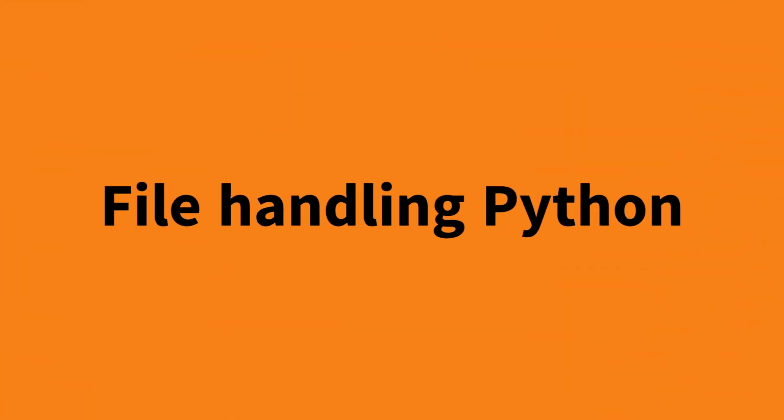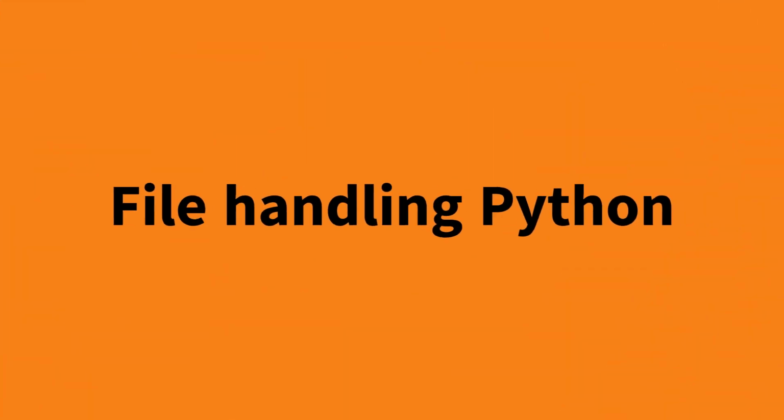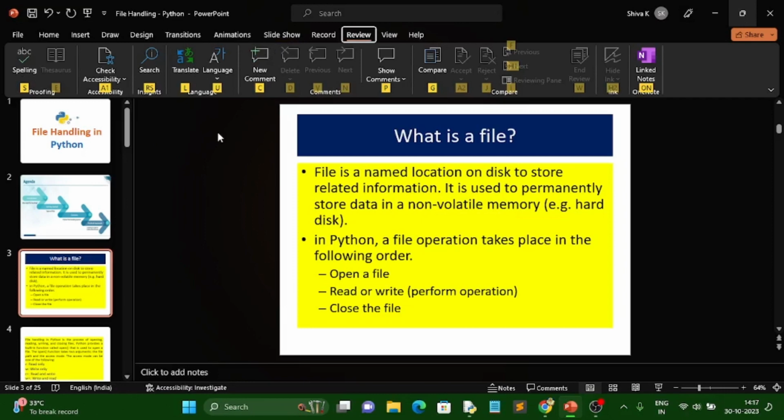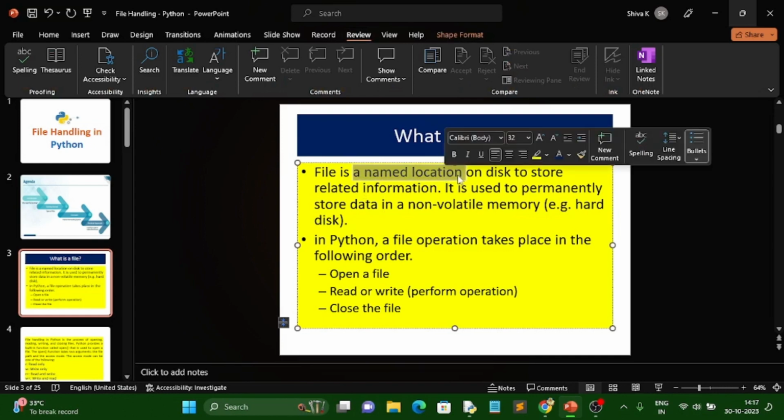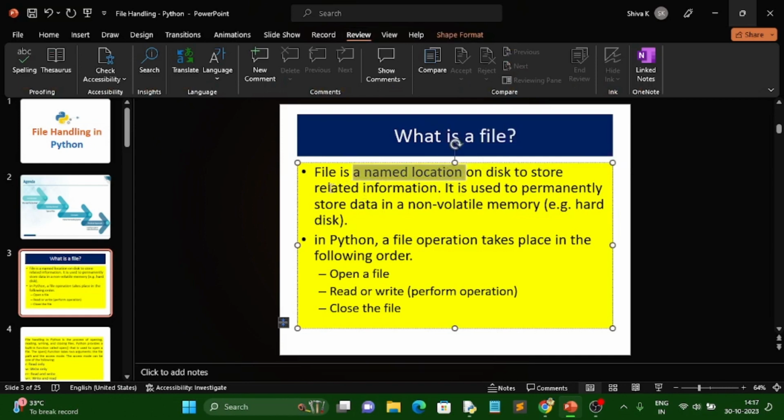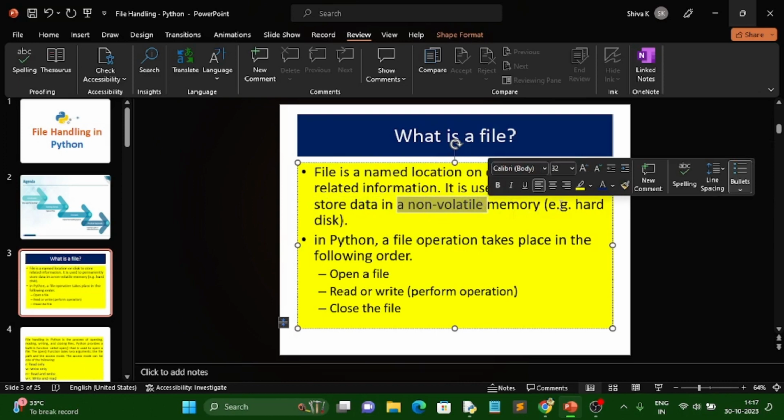Welcome back. In this video tutorial, we'll discuss Python file handling programming. So first, let us look into what a file is. A file is a named location on a disk to store related information. It is used to permanently store data in non-volatile memory, that is, the hard disk.